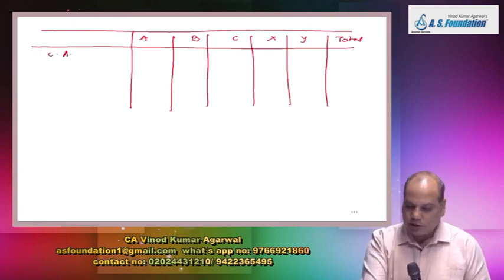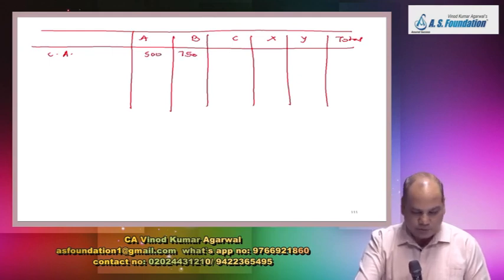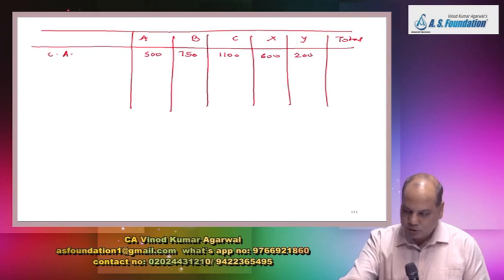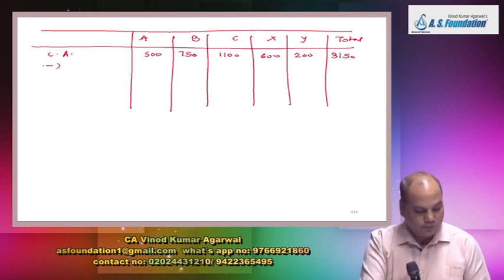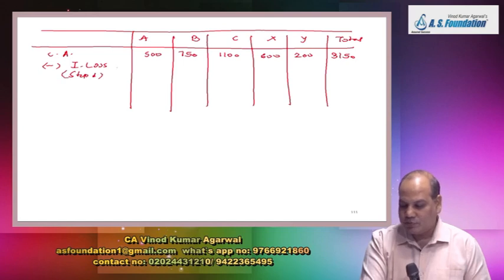So first we will write again the carrying amount originally given in the question. 500, 750, 1100, 600, 200, 3150. First you deduct the impairment loss as per step 1.